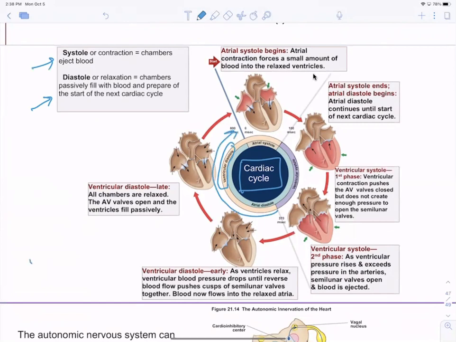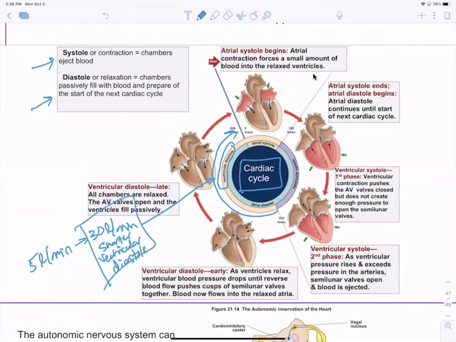So remember, going from 5 liters per minute to 30 liters per minute, this is what gets shorter, right? So you have a shorter ventricular diastole with 30 liters per minute. There's less time in between contractions, right? The downside is your heart has less time to fill back up with blood.